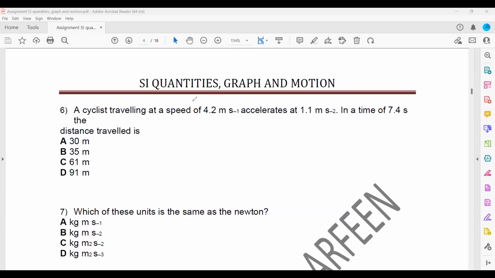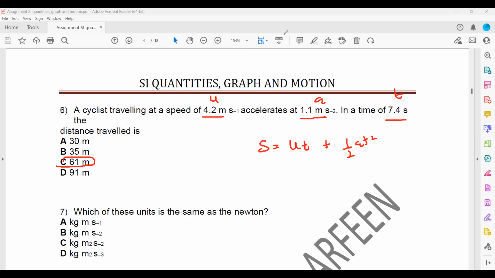So question 6, a cyclist is traveling. This I discussed with you. We have the initial velocity, we have acceleration, we have time. So we can use this equation, s is equal to ut plus half at square. So you will use this equation and determine the displacement of the object, how much displacement is covered by this object, by just substituting the values. So it will give us the final answer, which is 61 meters.